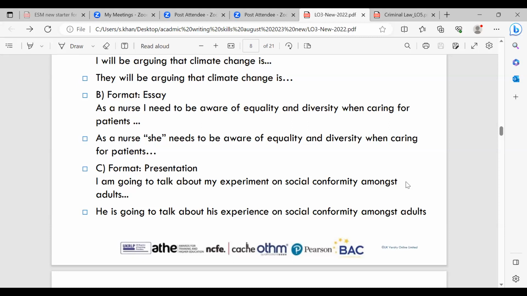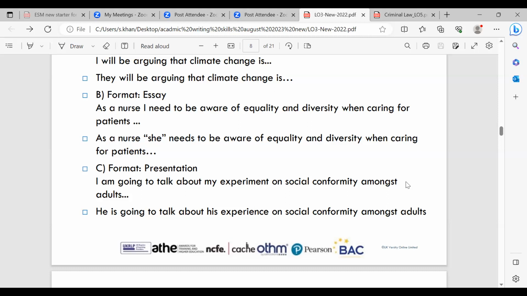If you're doing it in an essay format, it says, as a nurse, I need to be aware of the equality and diversity when caring for patients. Is that first person? Yes. And then, as a nurse, she needs to be aware of equality and diversity when caring for patients. That would be third person, yes.